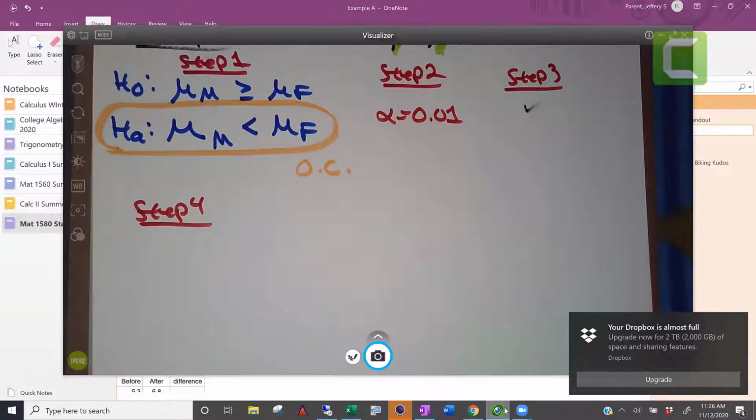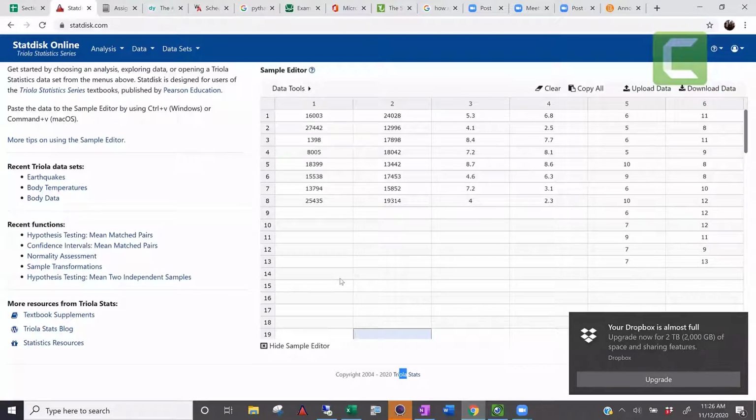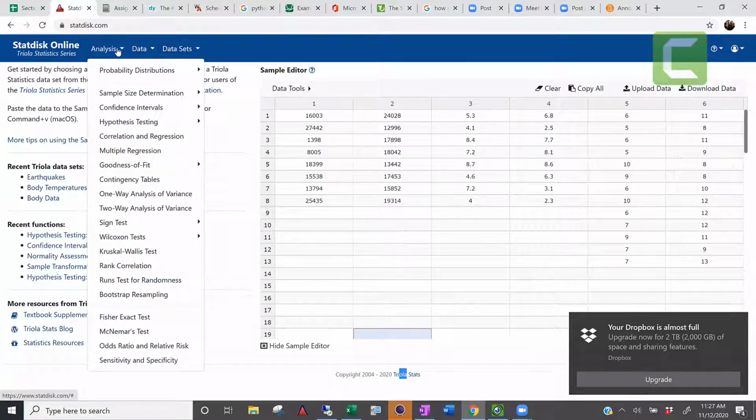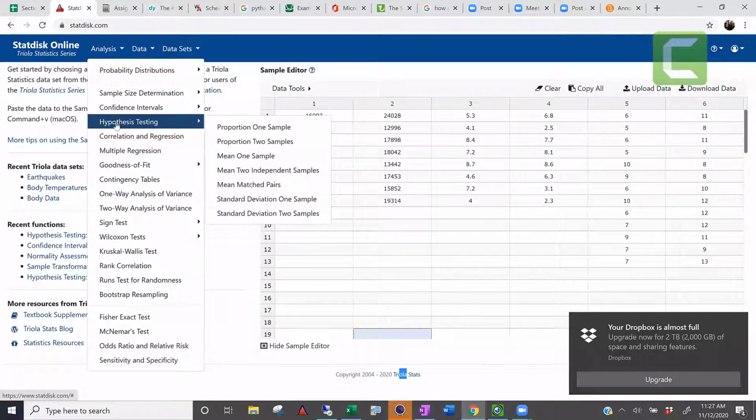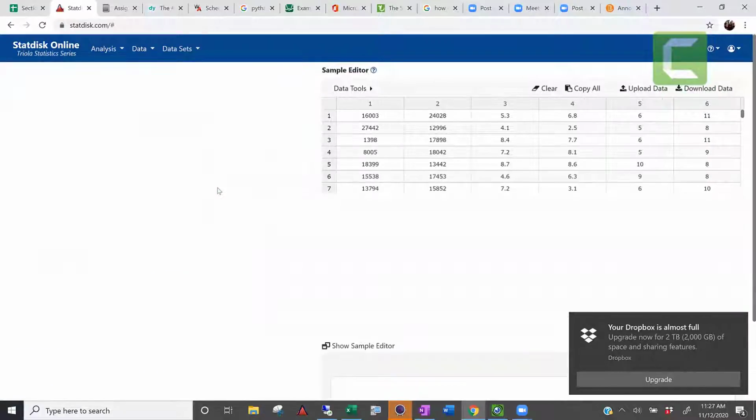What am I looking to get out of step 4? I haven't even run the data yet, but what am I looking to get out of step 4? The p-value. Wonderful. Thank you so much. So the p-value is going to come when we analyze the data. You want to go to analysis, then hypothesis testing. Which of the ones that I have here am I going to use? Mean matched pair. Good. So analysis, hypothesis testing, mean matched pair. Thank you, Joe.